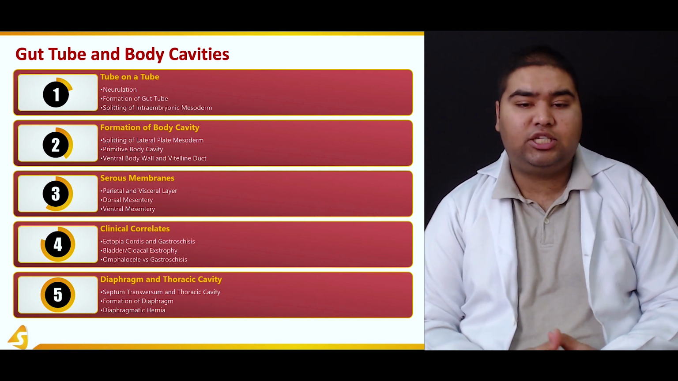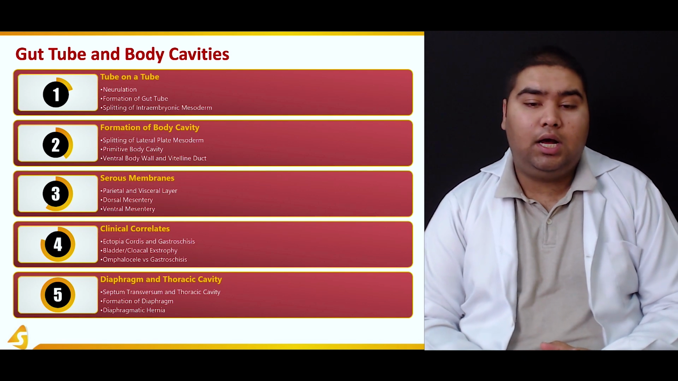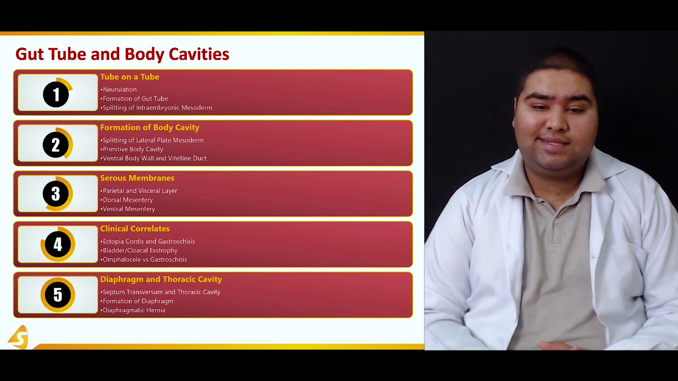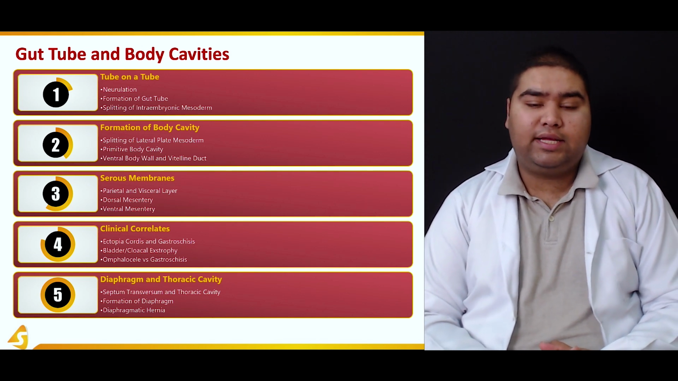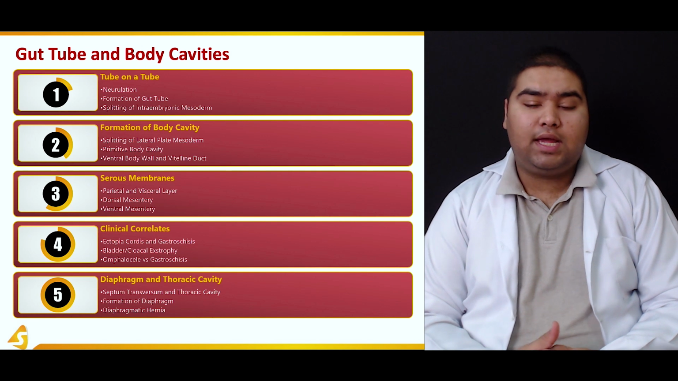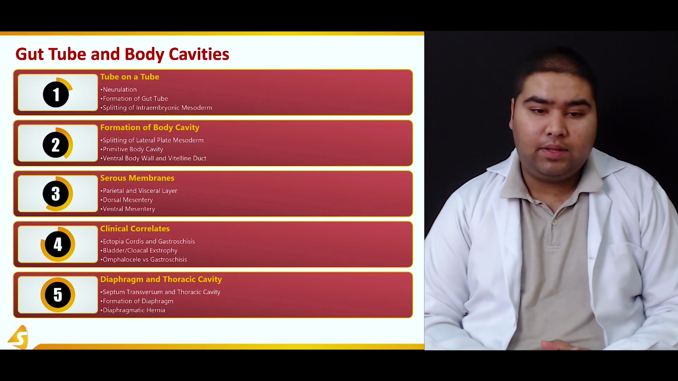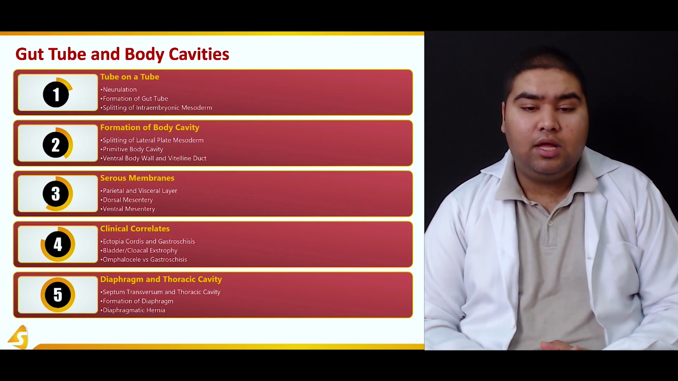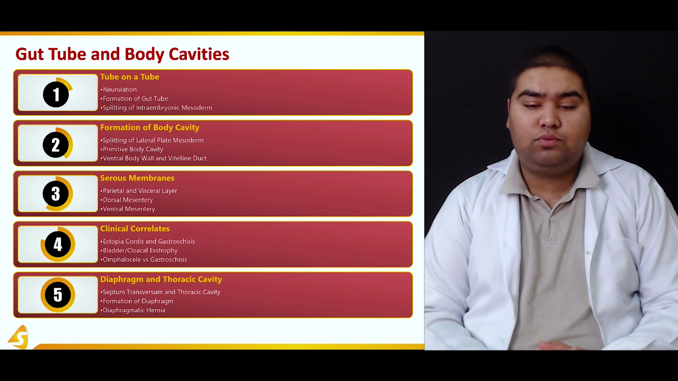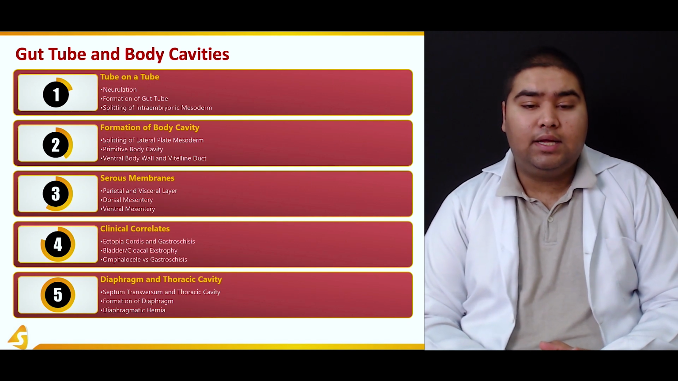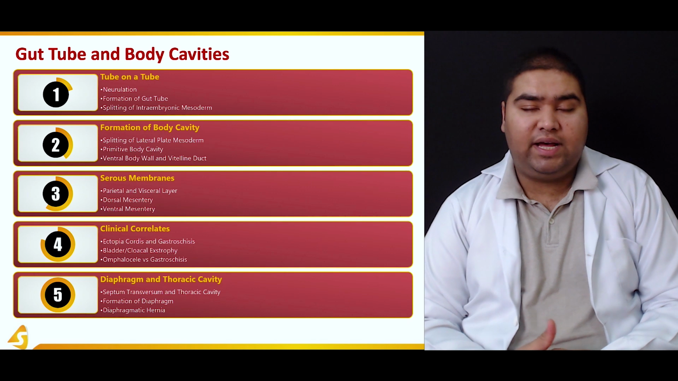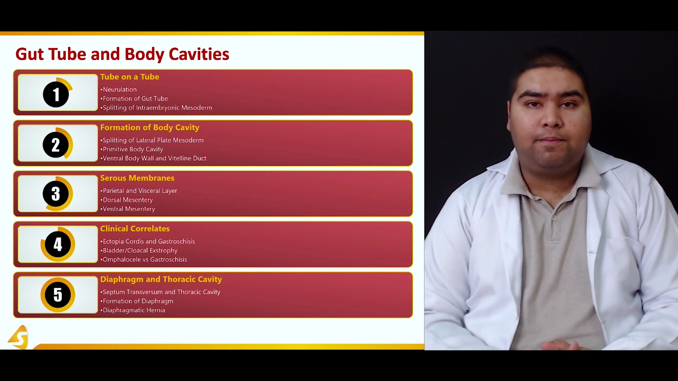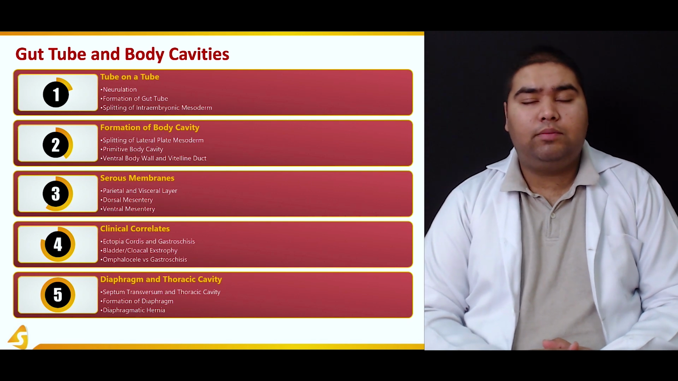The fourth section of this presentation is clinical correlates, which includes ectopia cordis, gastroschisis, bladder and cloacal exstrophy, and omphalocele versus gastroschisis. The last subsection includes diaphragm and thoracic cavity. We'll talk about septum transversum and the thoracic cavity, the formation and development of diaphragm and its clinical correlates, the diaphragmatic hernia. I hope you're excited to learn more about this.